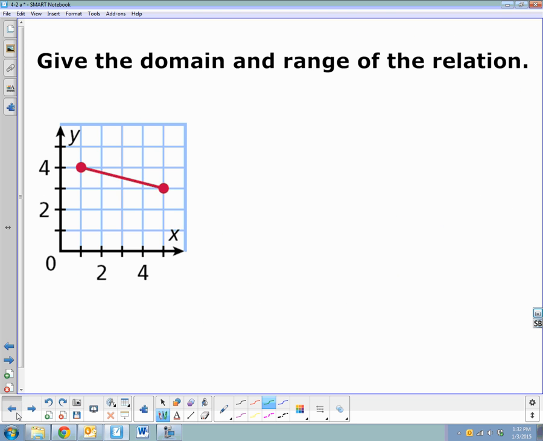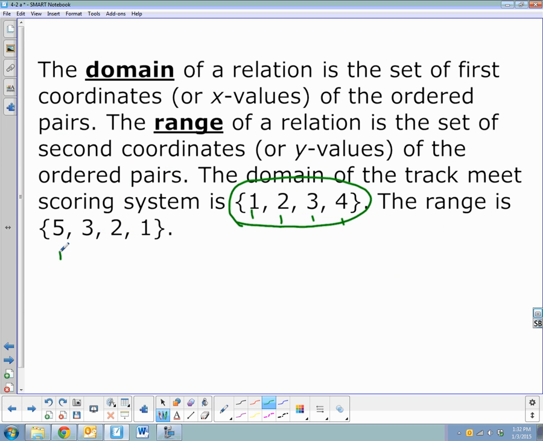And so our range, 5 for first place, 3 for second place, 2 for third place, 1 for fourth place. No 4. Doesn't go 1, 2, 3, 4, 5. Just goes 1, 2, 3, 5. So our range is the outputs. It's what can come out. It's the Y values. So that's the range. And the inputs, or the domain, is what can go in. It's the x values.